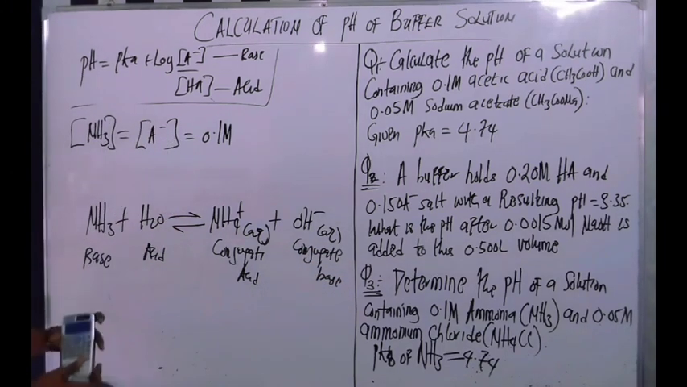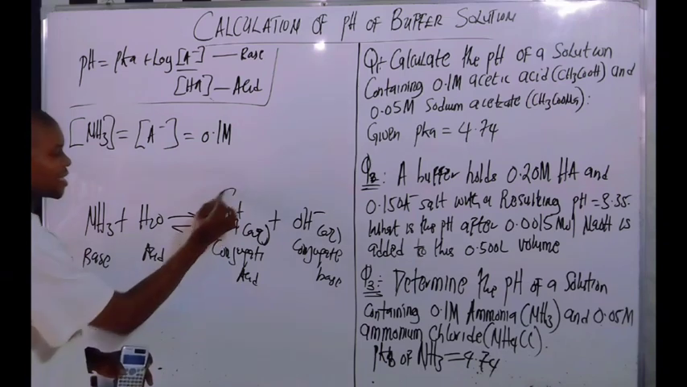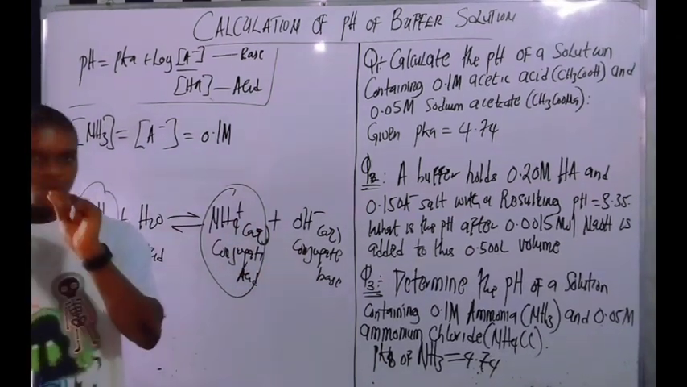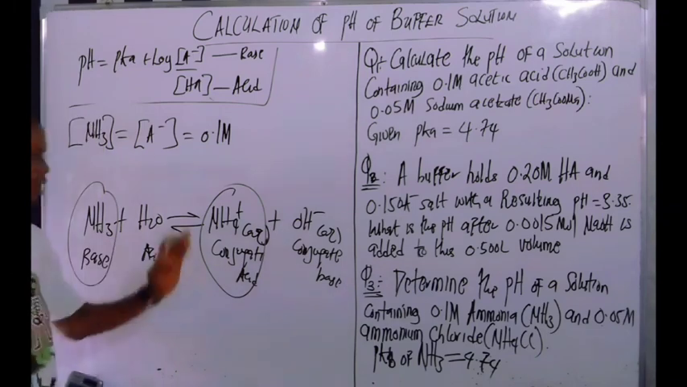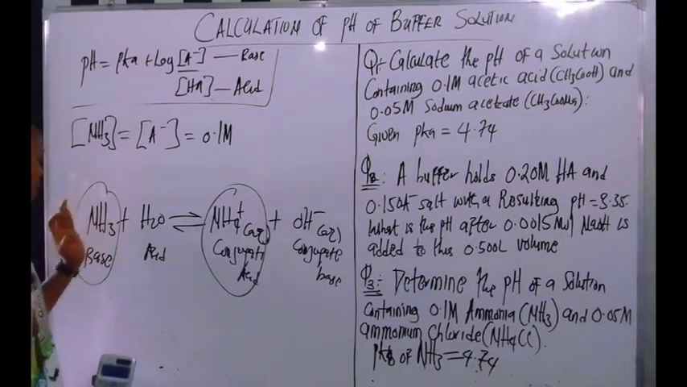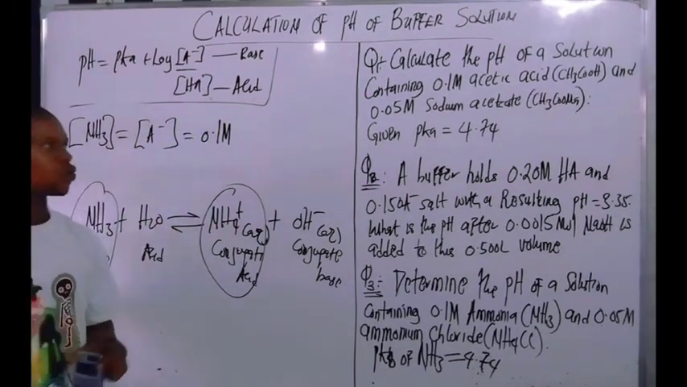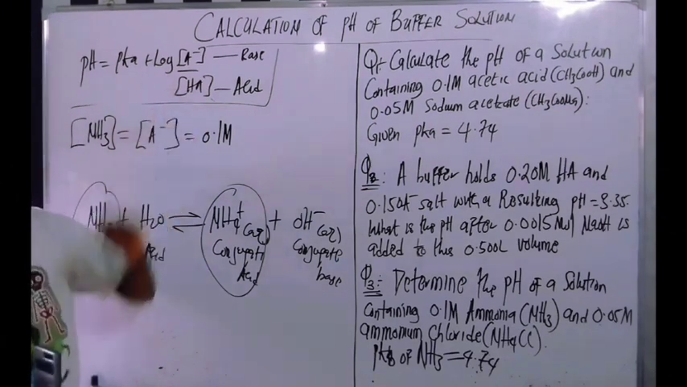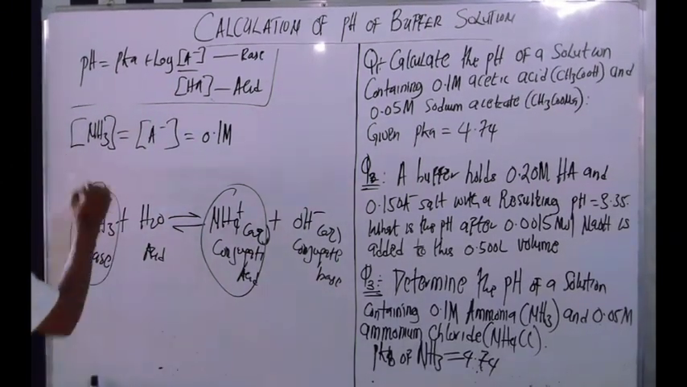Conjugate base: this one will not serve as an acid, and here will not serve as a base. That is what you want to take note of. You understand? So the acid will only serve as the acid, while the base will only serve as the base, because you are using the pH here. You are using the Henderson-Hasselbalch equation. You understand?